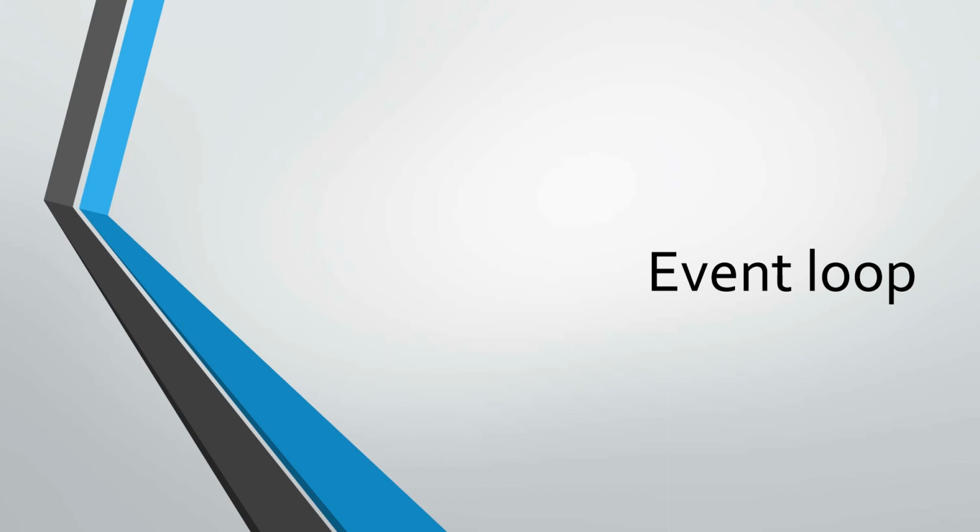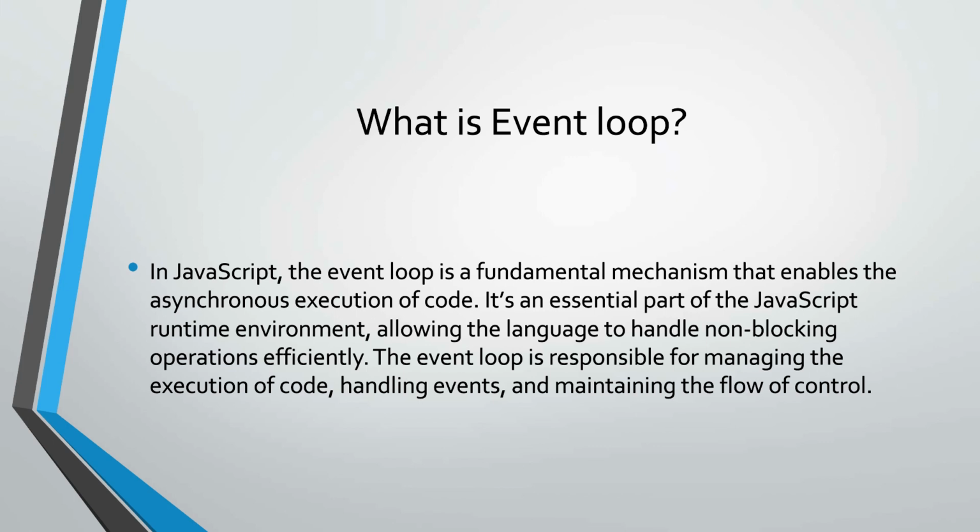So today in this video, I'm going to talk about what is the event loop in JavaScript. So what is the event loop? In a JavaScript context, the event loop is a fundamental mechanism that enables the asynchronous execution of code. It is an essential part of the JavaScript runtime environment, allowing the language to handle non-blocking operations efficiently. The event loop is responsible for managing the execution of the code, handling events, and maintaining the flow of control.